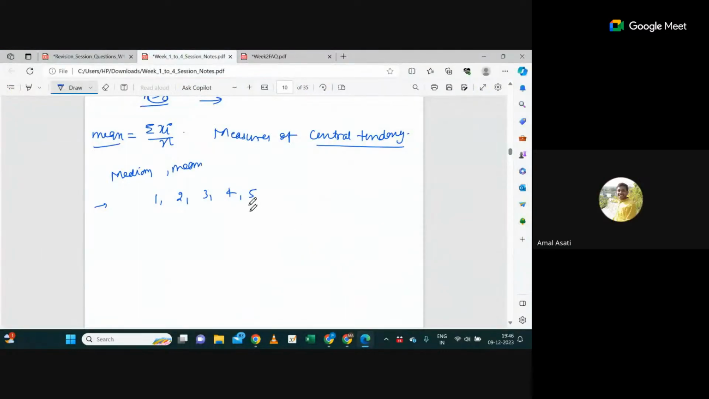Yeah, someone told me outlier, extreme values. Yes, that is the case. Suppose this is the data: 1, 2, 3, 4, 5. What is the mean? The mean will be 1 plus 2 plus 3 plus 4 plus 5 divided by 5. That is 15 divided by 5, which is 3, right?